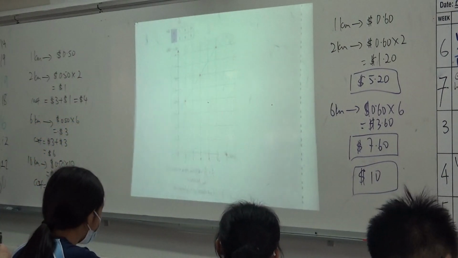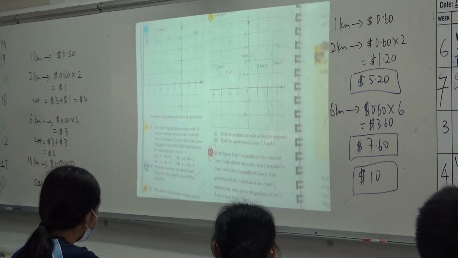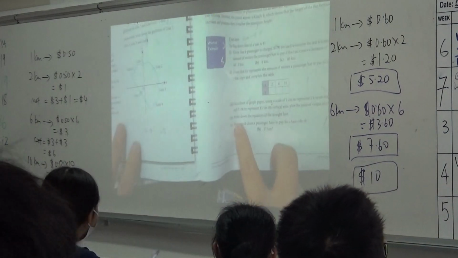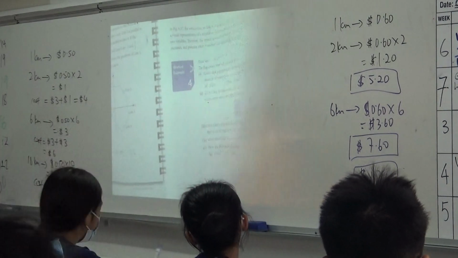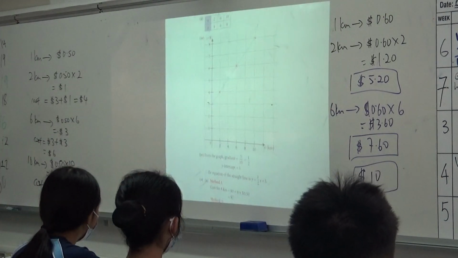Now, look at the question. The question says, part 4 here, write down the equation of the straight line. Okay, I want you to look at this graph.